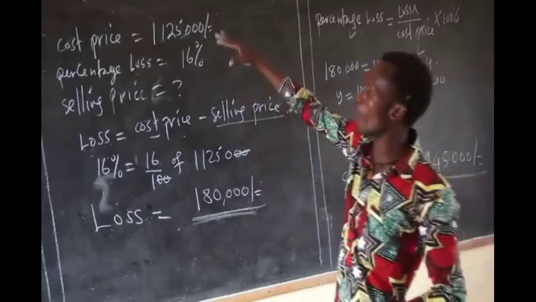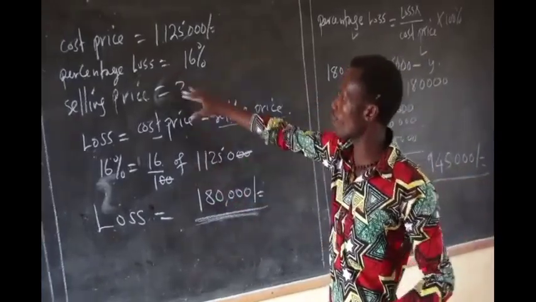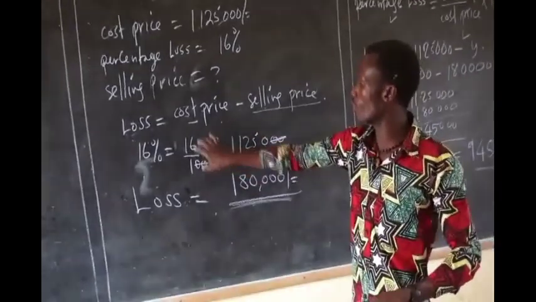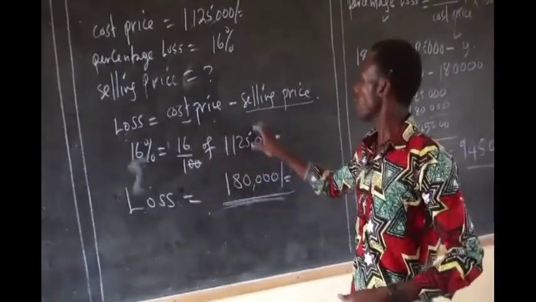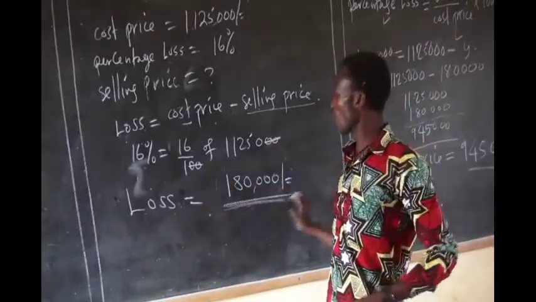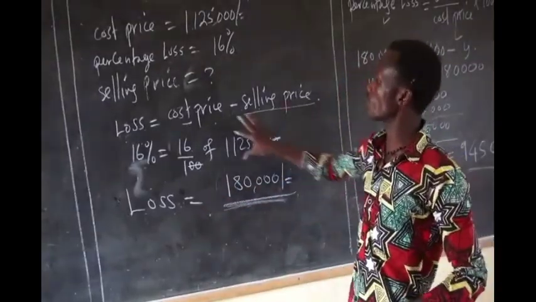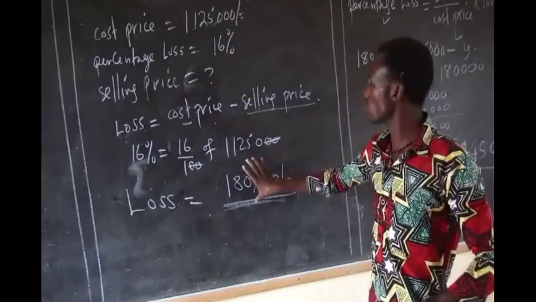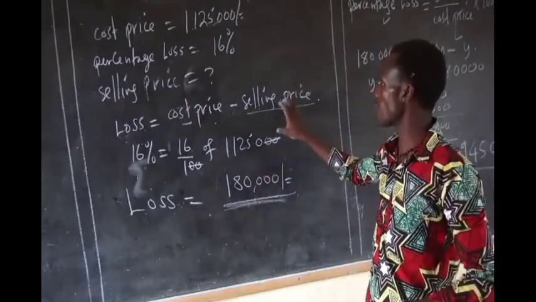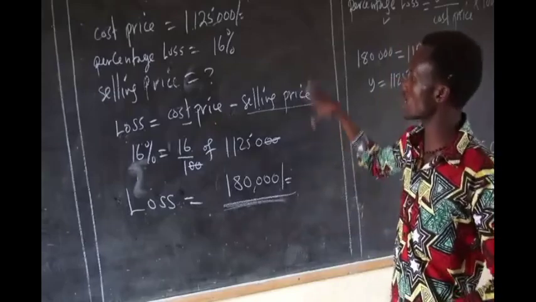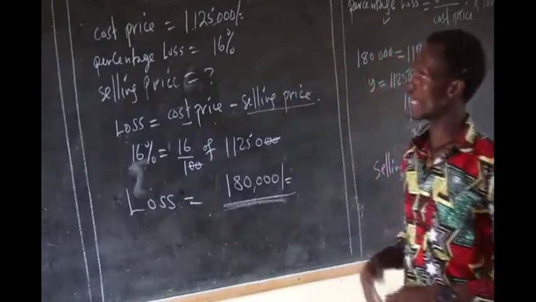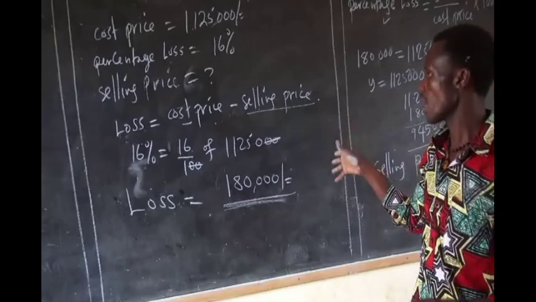So we have seen the way that we have done here. We calculated the loss in shillings by taking the percentage over 100 times the cost price, and then we got the loss. After we got the loss, you take the cost price and subtract the loss from it. Then you find it is 945,000. That is the price at which the cows were sold. So that is all about selling price, profit, loss, and so forth.